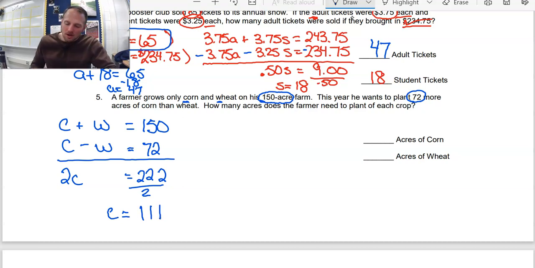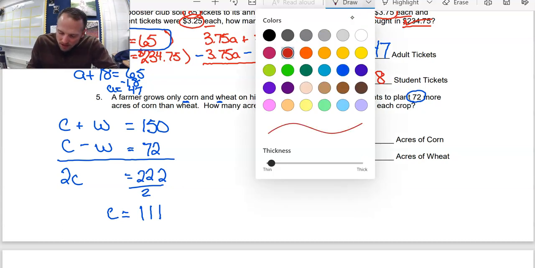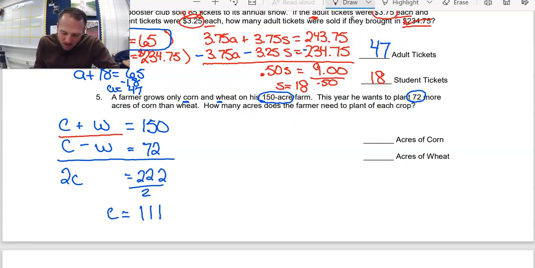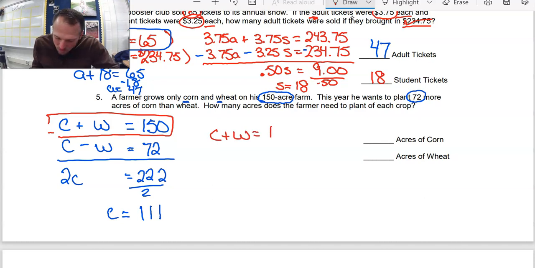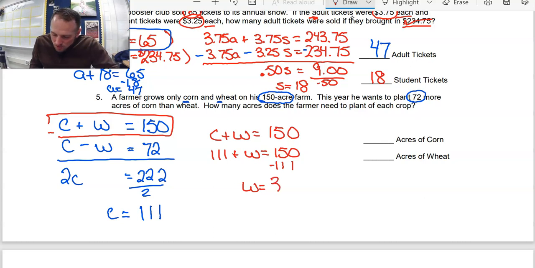Okay, 111. Now, come back and choose whichever one of these looks better to you. I think the top one looks better to me, so that's what I'm going to do. C plus W equals 150, and I know C equals 111 plus W equals 150. Next step, subtract the 111 over. W equals 39. So acres of corn was 111. Acres of wheat was 39.